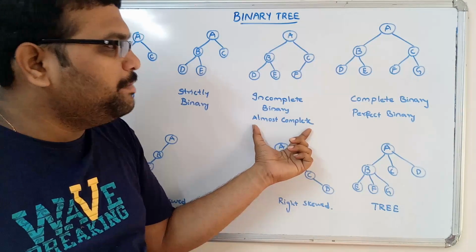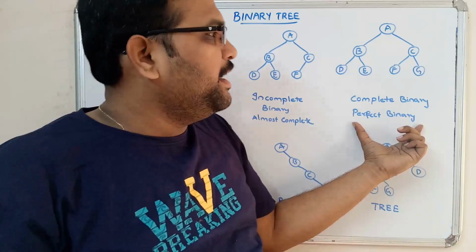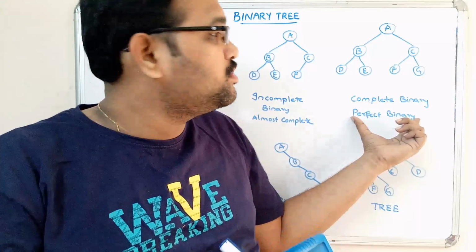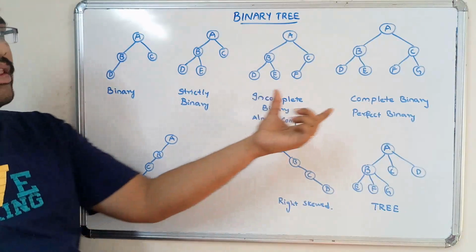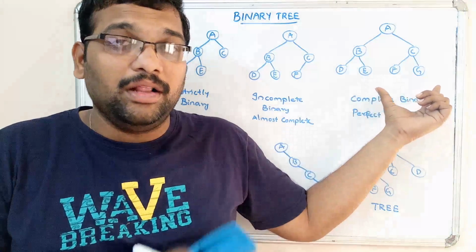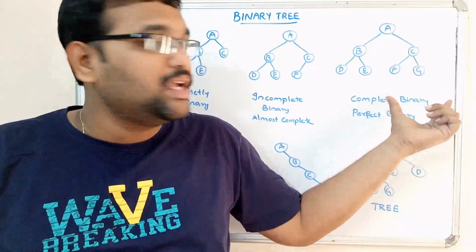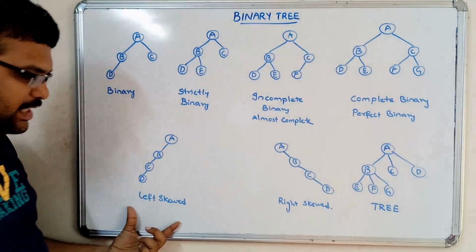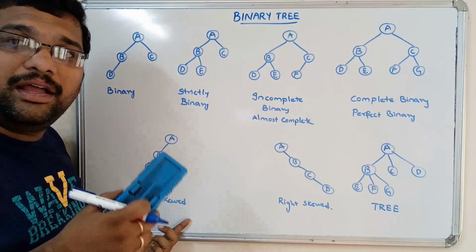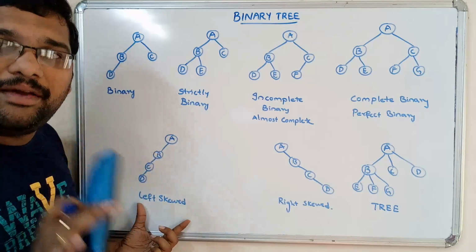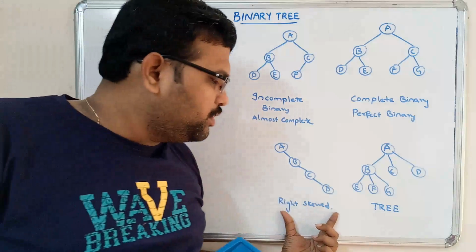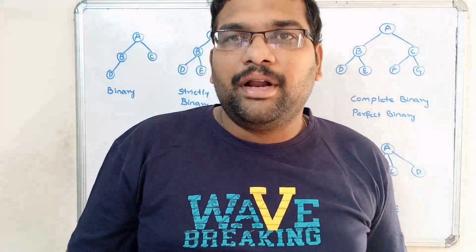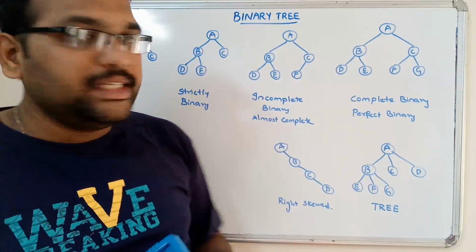So this is an incomplete binary tree, and this is a complete binary tree because every level should have 2 power L nodes. That means all the levels should have the corresponding nodes, and all the leaf nodes should be at the same level. This is left skewed, so every node should have the left child only. Every node should have the right child only, that is called right skewed. Right. So hope you understood the difference between all these things.